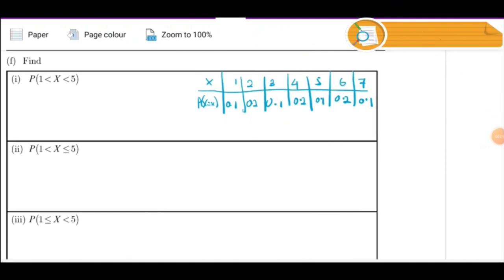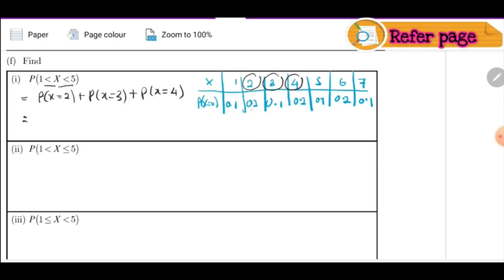Find the probability when x is less than 5 but greater than 1. So we can take the values of x equals 2, 3 until 4. So P(x=2) plus P(x=3) plus P(x=4). The probability when x equals 2 is 0.2, when x equals 3 is 0.1, and when x equals 4 is 0.2. We add up all the probabilities and the answer is 0.5.